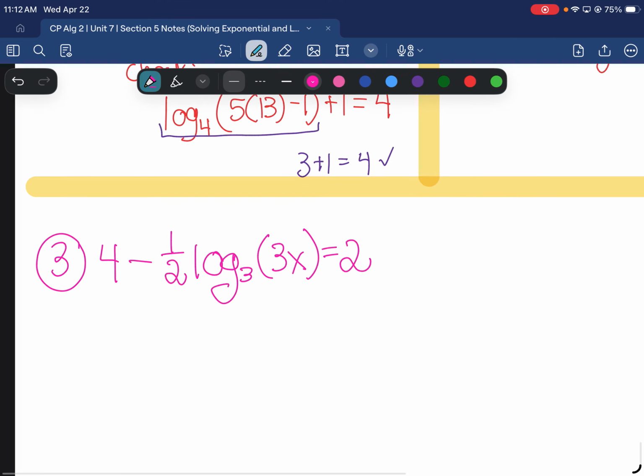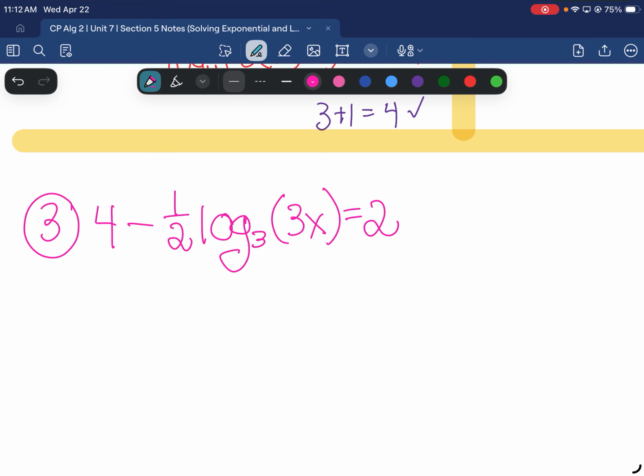So the log in this one is only log base 3 of 3x, correct? So this is what you're trying to get by itself. Before you convert it, would I multiply, divide? So this 4 is just added on there. So could I subtract? I would subtract, but don't forget to keep that negative.